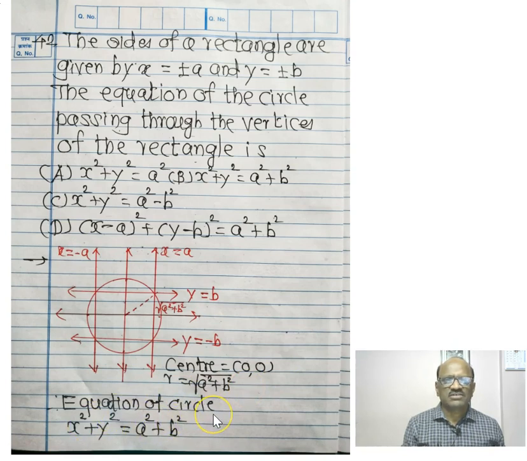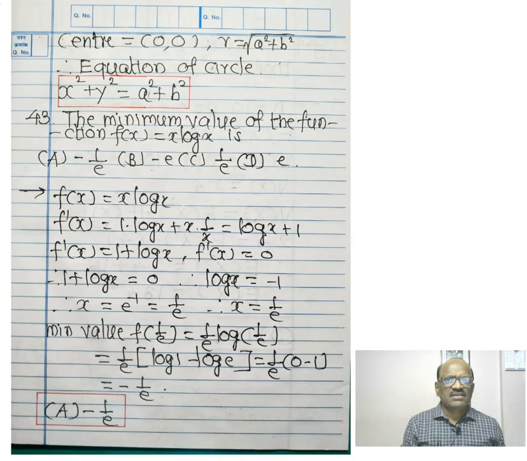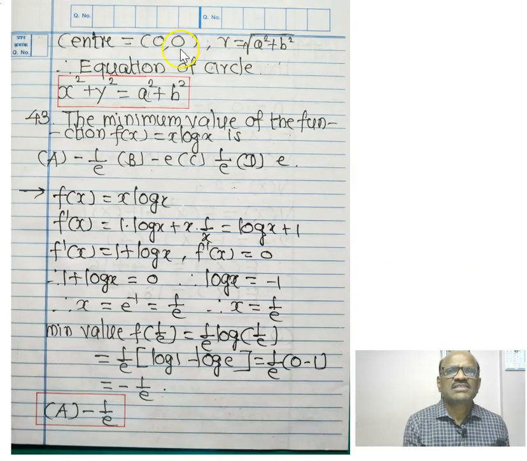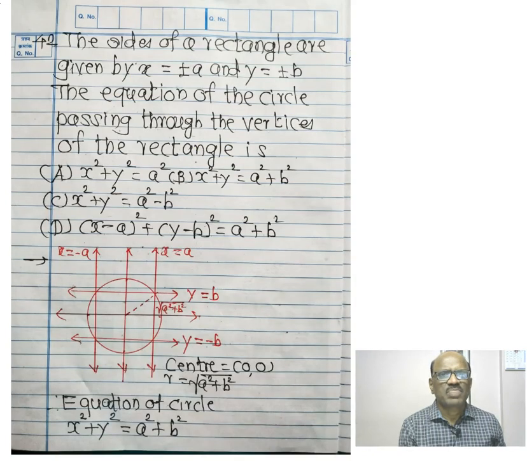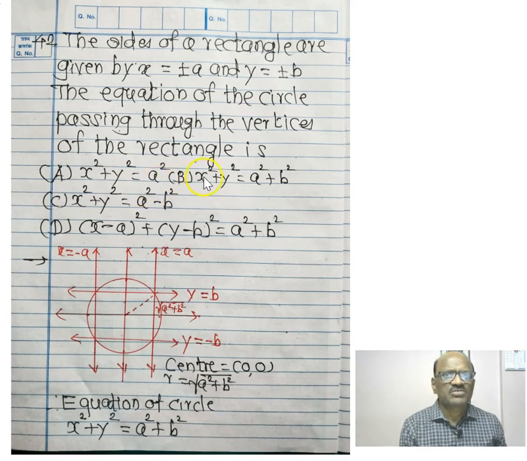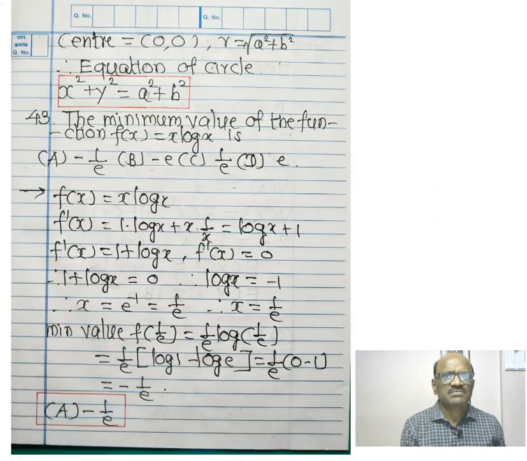Therefore, as the center is the origin, the equation of the circle is x square plus y square is equal to a square plus b square. Now the center is (0, 0) and R is its radius. Therefore, the equation of the circle in the standard form is x square plus y square is equal to a square plus b square. That is option B, the correct one.